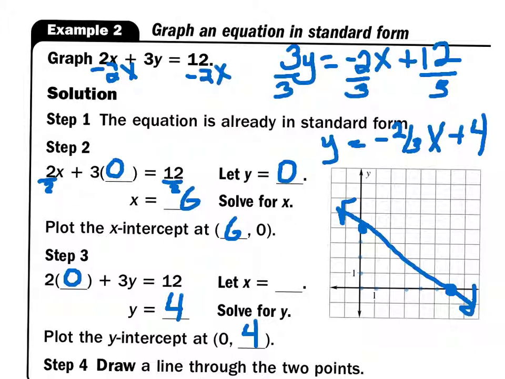Do you notice that if I use this equation to graph the line, I get y-intercept of 4, exactly where I had it. And then I go down 2, across 3, and it will be exactly the same line that I drew using standard form. So no matter which way you prefer, you can change it back and forth all you want and get the same answer.